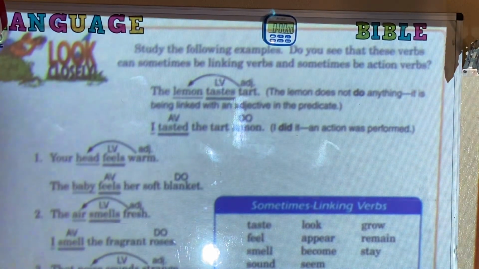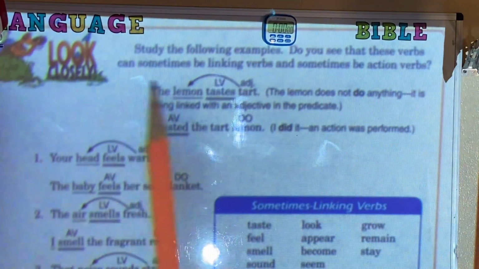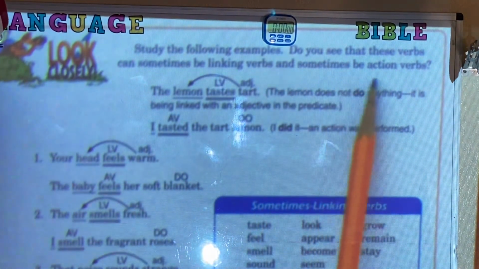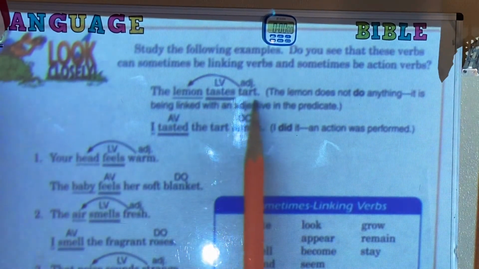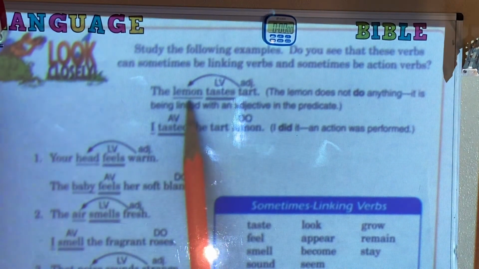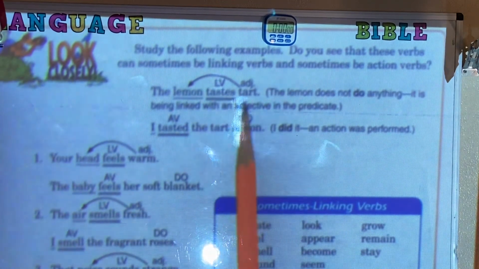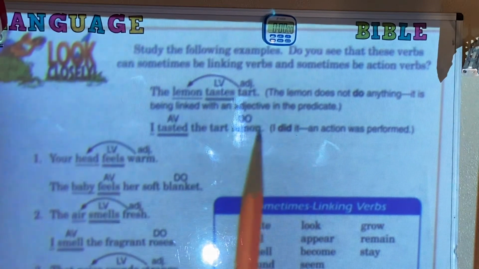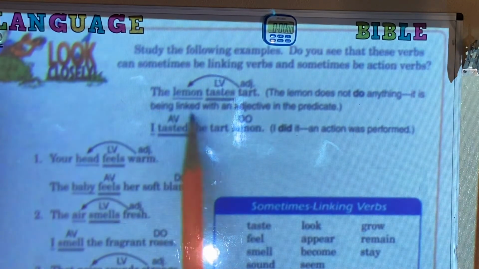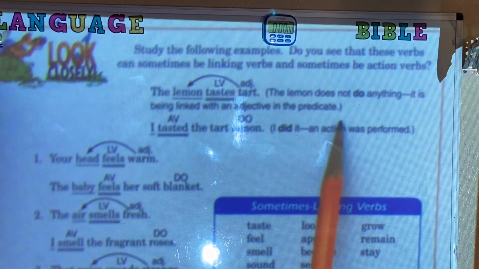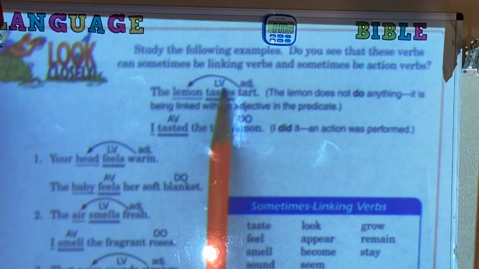Okay, so on page 279, it says, study the following examples. Do you see that these verbs can sometimes be linking verbs and sometimes be action verbs? Let's look at the first one. The lemon tastes tart. Lemon is the subject. Tastes is the verb in the sentence. And the adjective is tart. The lemon does not do anything. It is being linked with an adjective in the predicate. So tastes is the linking verb.